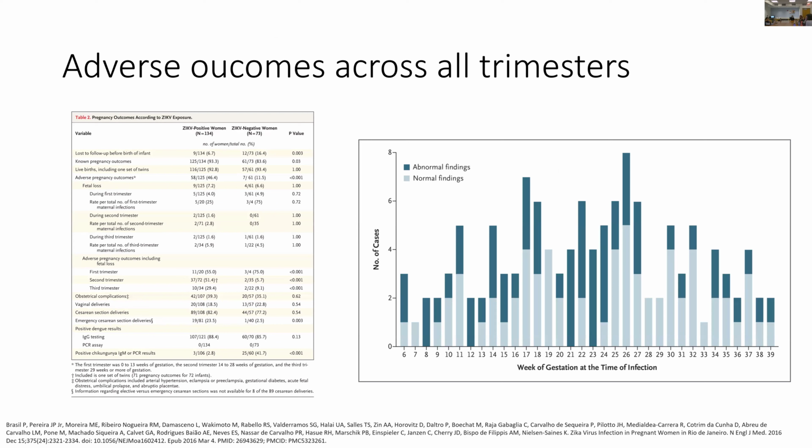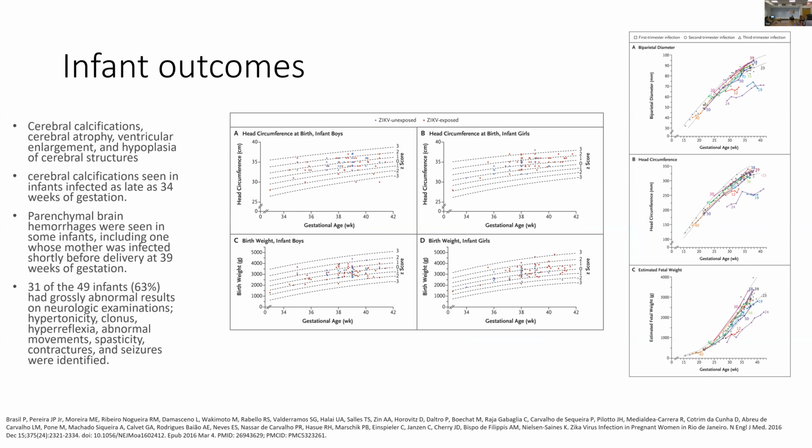And they looked across all trimesters, and they saw that Zika infection across all trimesters was associated with abnormal outcomes. They also looked at the infant outcomes, measuring the head circumference, and they saw that there were cerebral calcifications, cerebral atrophy, ventricular enlargement, and hypoplasia of the cerebral structures. They saw this as late as infection at 34 weeks of gestation. And then they did see parenchymal brain hemorrhages in some of the infants who were infected as recently as 39 weeks of gestation. And then 63% had grossly abnormal results on neuroexam.